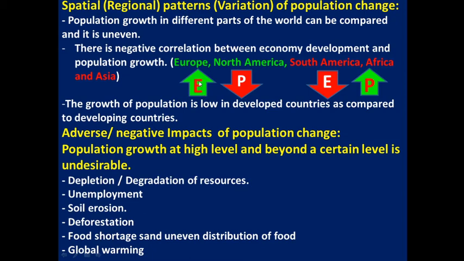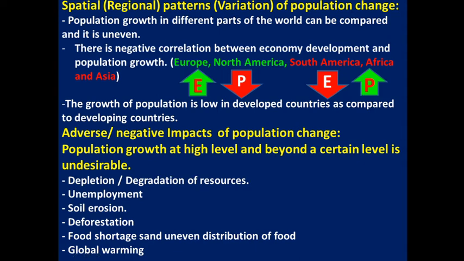So in economically more developed countries, the population growth is less. Negative correlation, right? In economically less developed countries and regions of the world, the population growth is more. So that means there is a negative correlation between economic development and population growth. More economic development, less population growth. Less economic development, we have more growth of population. So there may be lots of reasons.